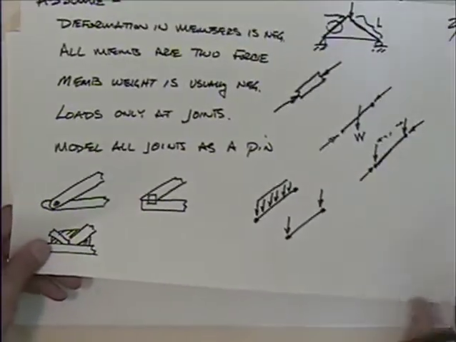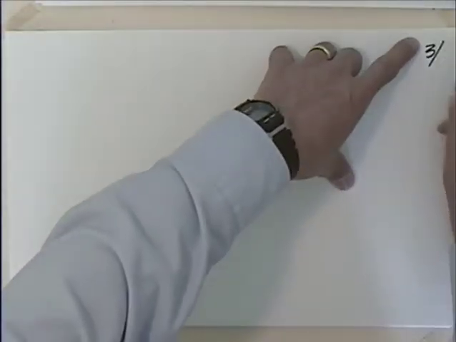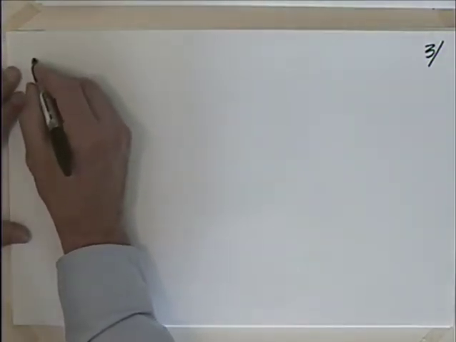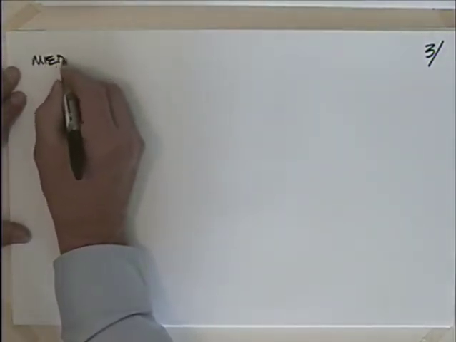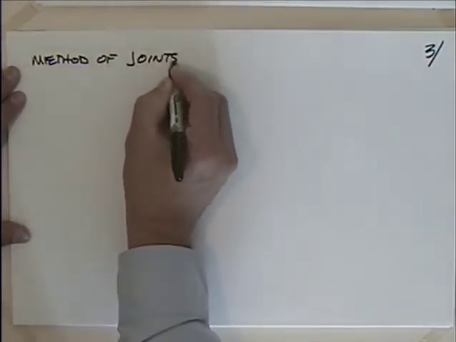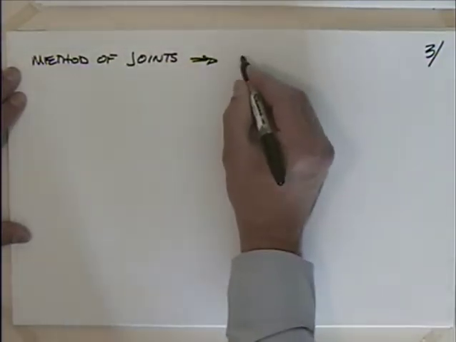Well, let's try a problem then. Well, I guess we should talk about how we're going to do this. So before we get into the problem, we've got two methods. We're going to first talk about method of joints. Which is essentially a free body diagram of each pin.